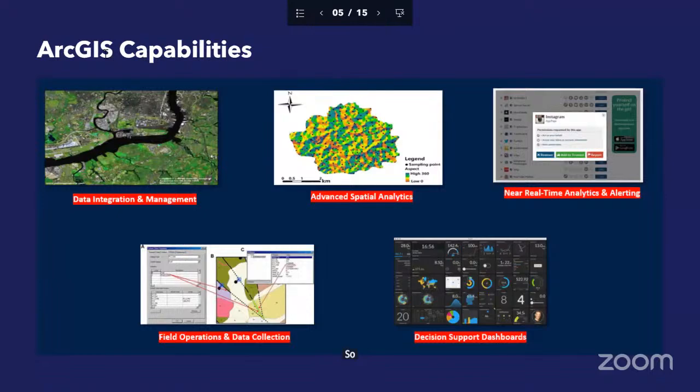So, straight to the capabilities that ArcGIS allowed us. One is that it allowed us to have data integration and manage all this data. It enabled us to carry out spatial analysis. It also enabled us to get near real-time analytics and carry out field operations and data collection. It helped us come up with decision support dashboards.